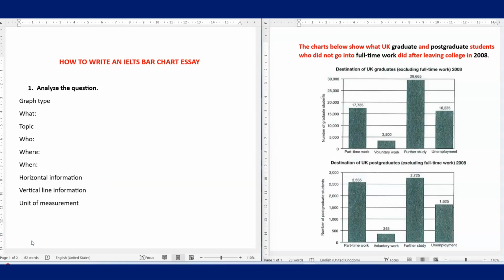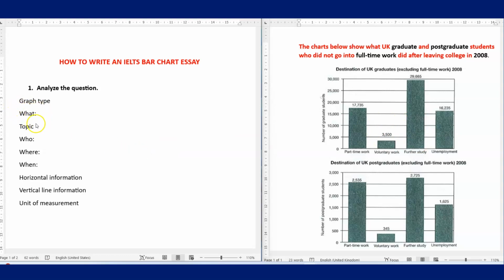Before you can analyze any question, the analysis will help you to have a full understanding of the information within the question, and we don't want to lose any kind of information. So there are some questions that we need to ask ourselves. Our first question is: what is the graph type, or what graph are we looking at? If you look at the picture, we know that this is a bar graph. Two different bar graphs.